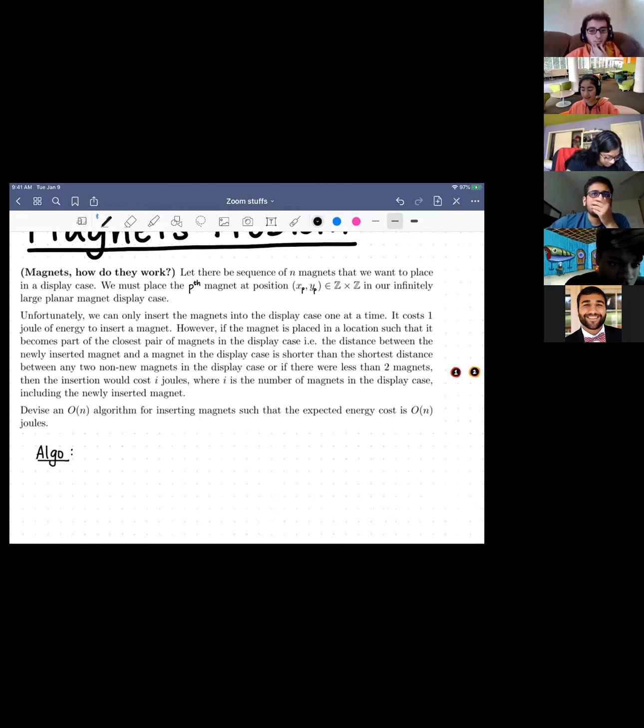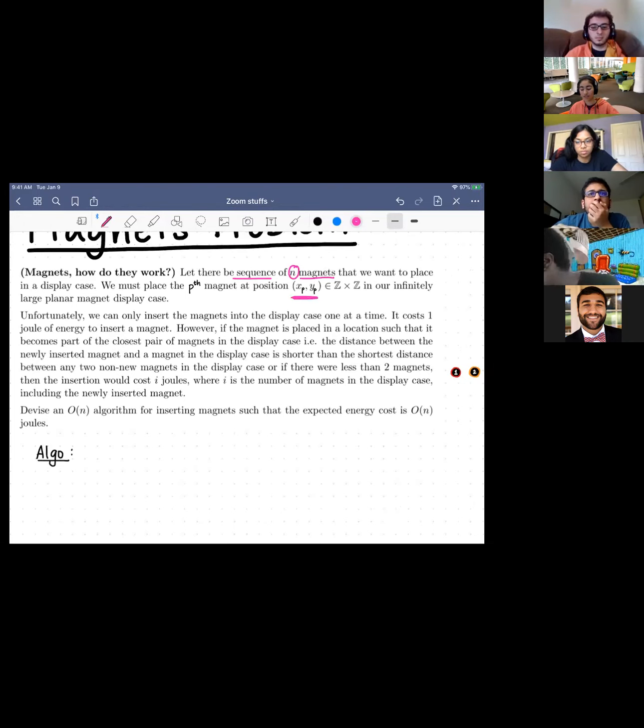Magnets, how do they work? So we have some sequence of n magnets, and we want to place them in a display case, and they're numbered 1 through n. And we know that the pth magnet has a specified location, so we can't place it anywhere we want. It has to go into the specified location. But we're only allowed to insert the magnets one at a time, and it costs 1 joule of energy to insert a magnet. Also, I have no idea how physics works. I don't know what this really means. But this is our setup.